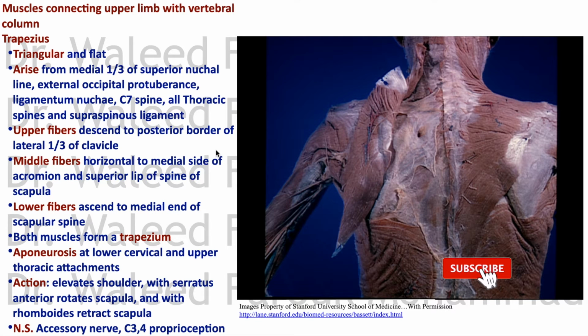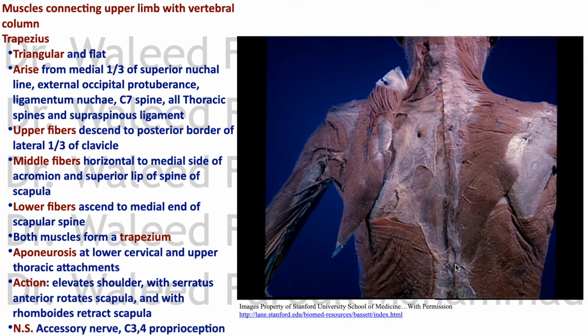The muscles connecting the upper limb with the vertebral column: first is the trapezius muscle, the one you see here. It has a very wide origin. It's triangular in shape, as you can see here. From the superior nuchal line, the external occipital protuberance, and the ligamentum nuchae, and C7 spine, and all thoracic spines, and supraspinous ligament. All this is the origin for the trapezius.